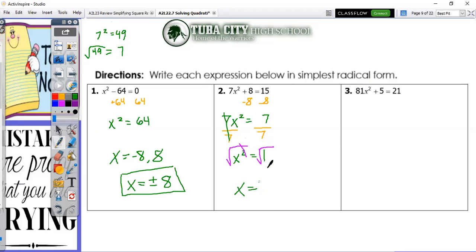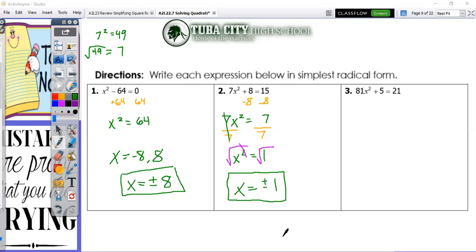So I will end up with just what's on this side, which the square root of 1 is just 1, because again, 1 times 1 is still 1, so 1 is a square number. And I get x is equal to positive and negative 1.